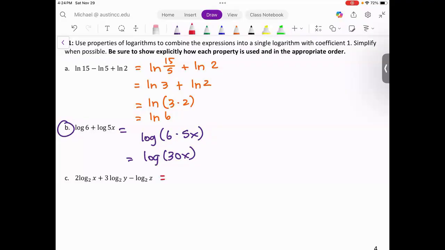And then the last one, 2 log base 2 of x plus 3 log base 2 of y minus log base 2 of z. Here, when we're doing these, we want to get that coefficient back into the argument first. We want to use that power property before we combine anything. So let's rewrite this first as log base 2 of x squared plus log base 2 of y cubed minus log base 2 of z.